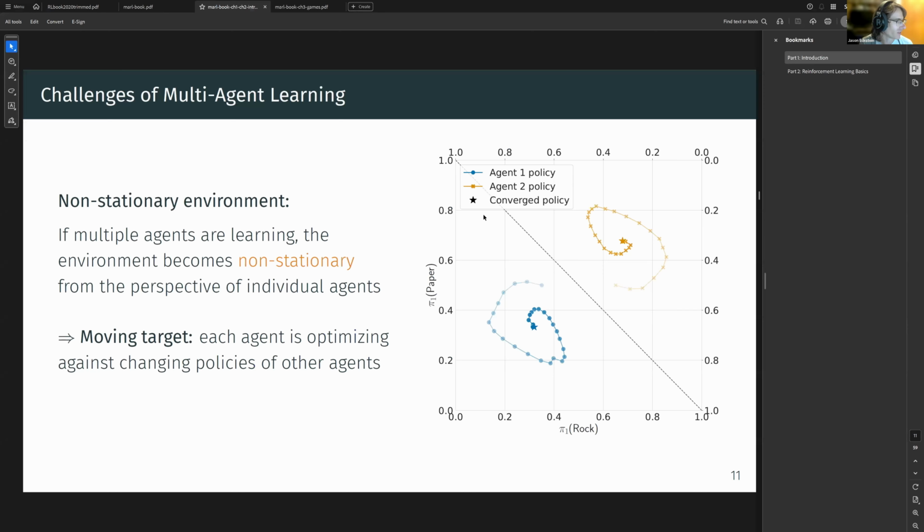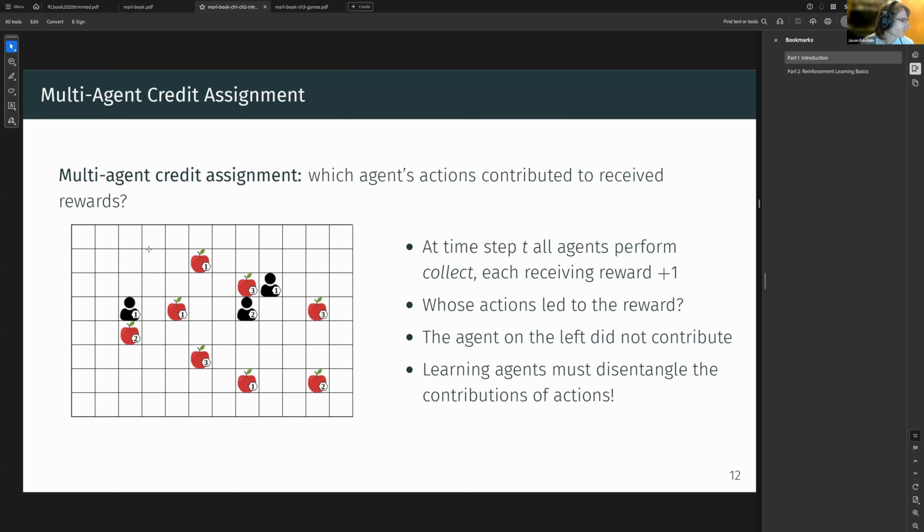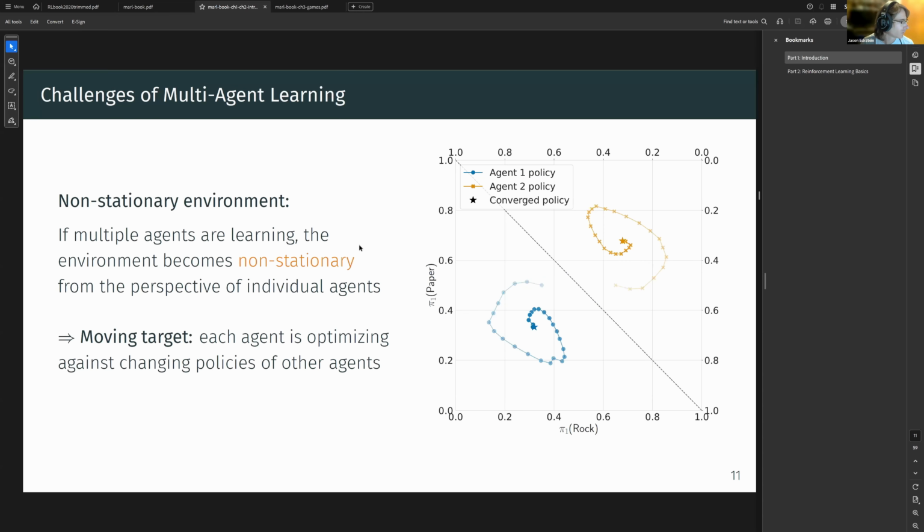Oh yeah, and I guess this is an example of two agents converging to something, but again, this convergence might just be to a particular equilibrium, but not necessarily the one we want. That has to be controlled through other means. The credit assignment thing we already talked about.